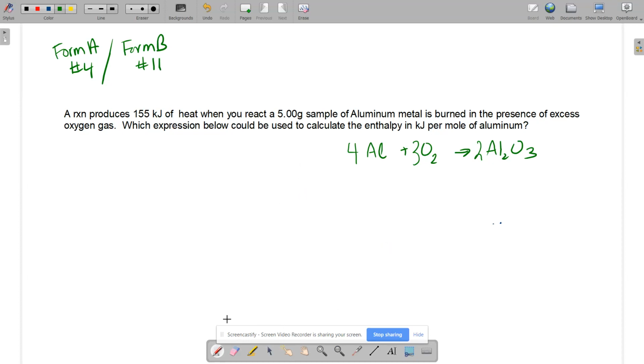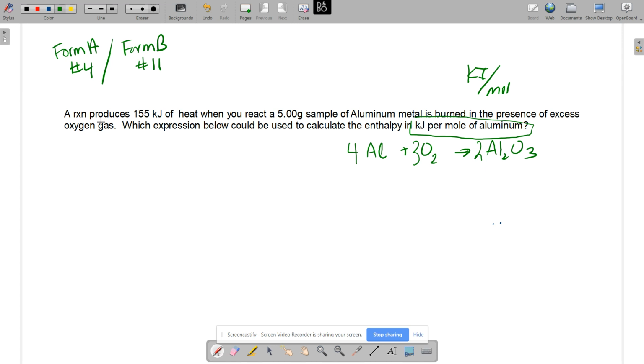Hello. So this problem was actually the most missed question. It was a tough one, but if you read the question, it says a reaction produces 155... Bottom line is it says calculate the enthalpy in kilojoules per mole of aluminum. This is a classic case where you can let the units be your guide. So you go back and you say, okay, I want kilojoules per mole of aluminum.